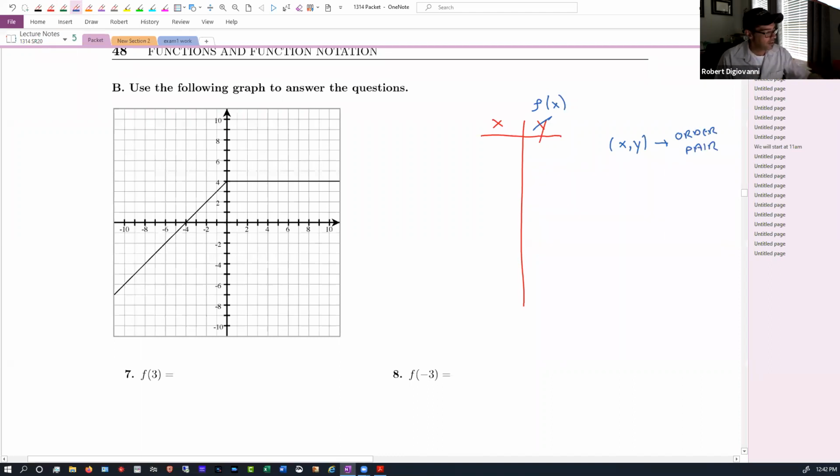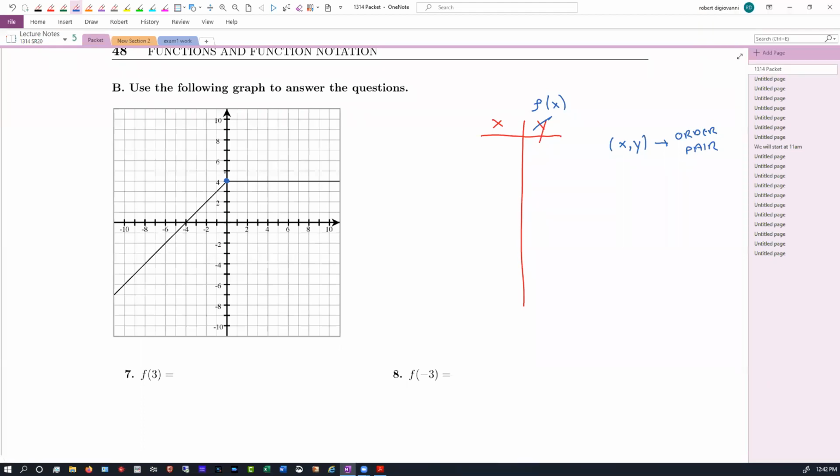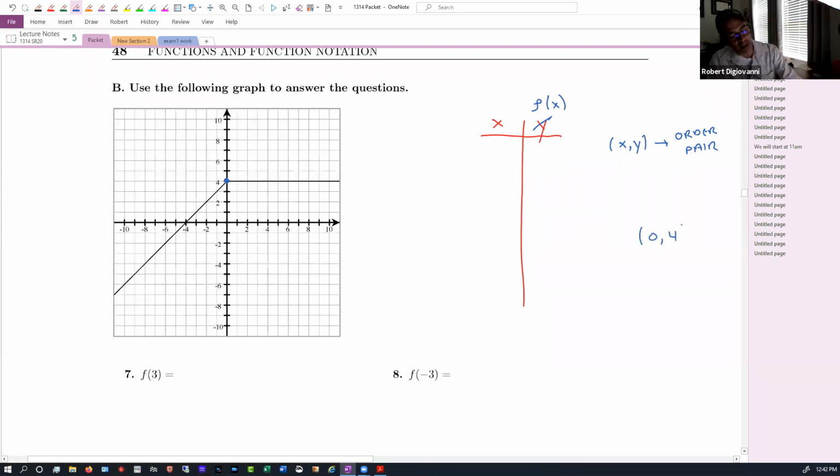So I'm going to take a look at this graph, and I'm just going to start picking some points out randomly. Can somebody tell me the ordered pair that goes with that blue dot I just put? So what is the ordered pair there? What's the x and y? 0, 4. So that means, I'm going to write it over here, 0, 4. That means that the x is 0 and the y is 4. So you could look at that as a function that takes 0 in and spits 4 out.